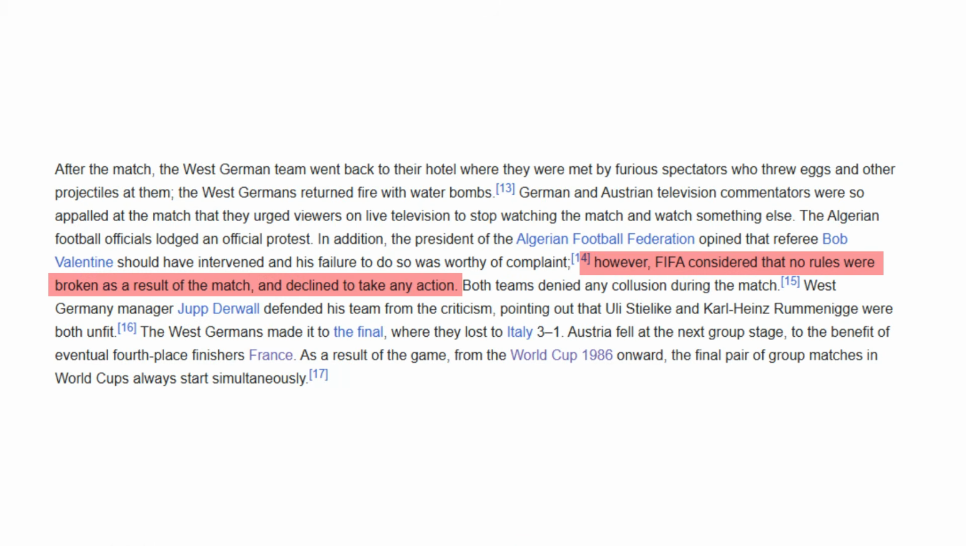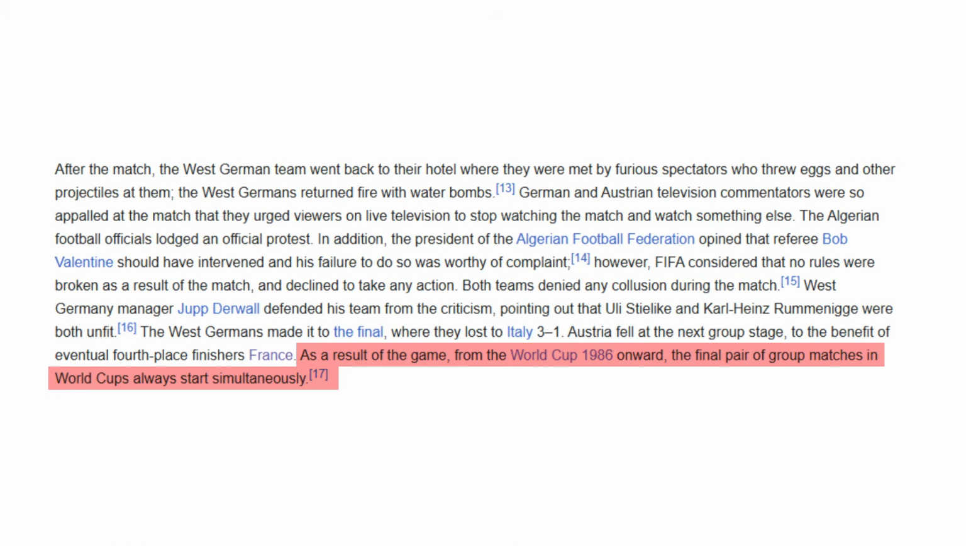So this is that scar on Germany's reputation in this tournament. Although I can't really blame them, at least it led to a reform stating that all final group stage games must be played at the same time now.